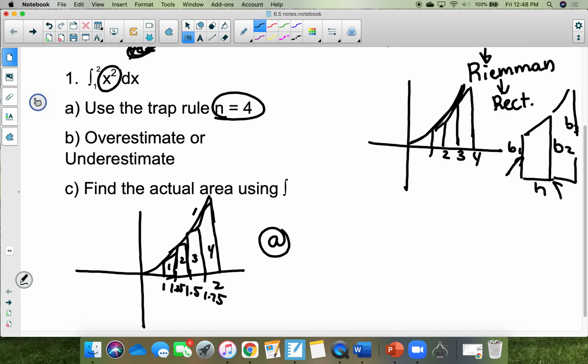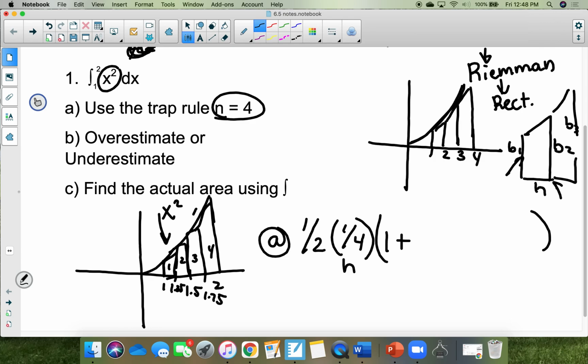So the first thing we're going to do is use the trapezoidal method. As you can see, the factor is 1/2 h, and the heights of all of these go up by 1/4. The half is part of the formula. The 1/4 is the height of your trapezoid. And then you're going to plug 1 into the equation x squared, and you're going to get 1. You're going to plug 1.25 into that equation, but you're going to have 2 of them.